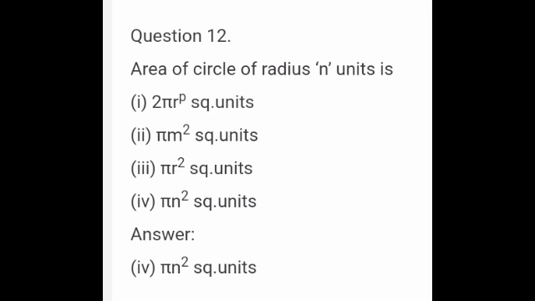12th question. Area of circle of radius n units. R units means pi r square. N unit means what? In the place of R, we have to write n. Okay. So, the answer is pi n square units.